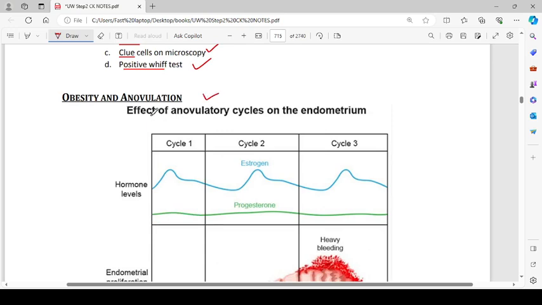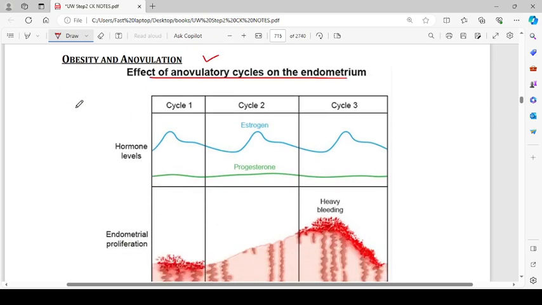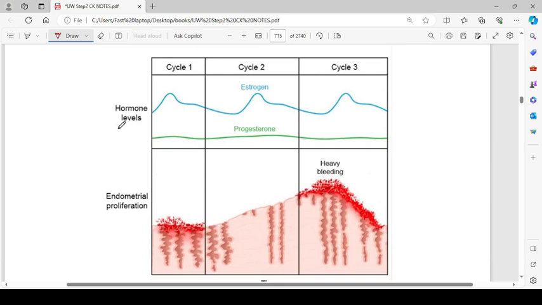Obesity and anovulation, effect of anovulatory cycles on the endometrium. So the hormone level is this, so it is pretty much the same. Every time endometrial proliferation occurs; if there is anovulation, in cycle 2 there is hyperproliferation and in cycle 3 there is heavy bleeding.